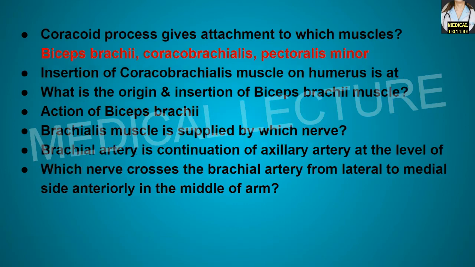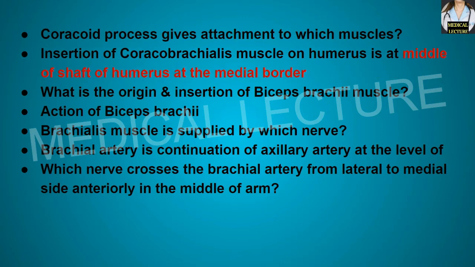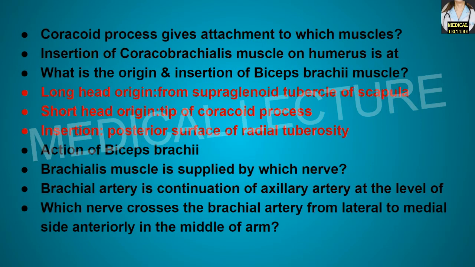It gives attachment to the biceps brachii, coracobrachialis and the pectoralis minor muscle. Insertion of the coracobrachialis muscle on the humerus is at the middle of the shaft of the humerus at the medial border. What is the origin and the insertion of the biceps brachii muscle? Long head of biceps brachii muscle originates from the supraglenoid tubercle of the scapula. Short head of biceps brachii muscle originates at the tip of the coracoid process, and the insertion of the biceps brachii muscle is at the posterior surface of the radial tuberosity.